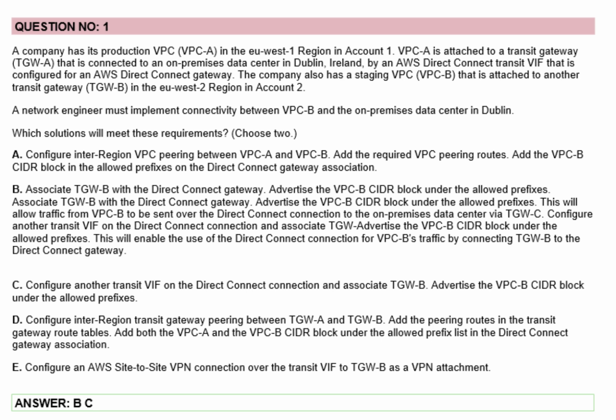Choose 2. A. Configure inter-region VPC peering between VPCA and VPCB. Add the required VPC peering routes. Add the VPCB CIDR block in the allowed prefixes on the Direct Connect Gateway Association. B. Associate TGWB with the Direct Connect Gateway. Advertise the VPCB CIDR block under the allowed prefixes.